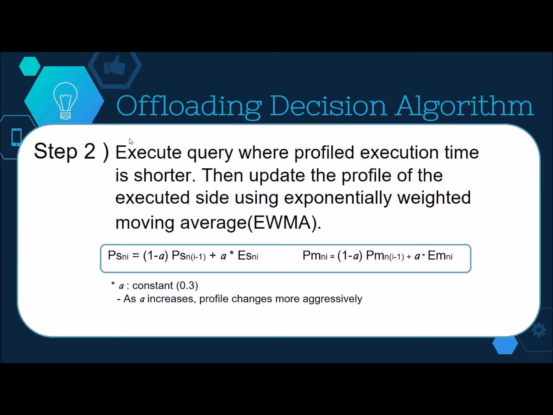In step 2, we need to use the historical information about the query execution time. In order to do that, we use real-time execution time information and profiled information, and we do some math to get the profiled information. But our main focus is on this calculation. We use an exponentially weighted moving average, which is very important for us. We didn't just take the average of the historical data. We created a special algorithm for that.